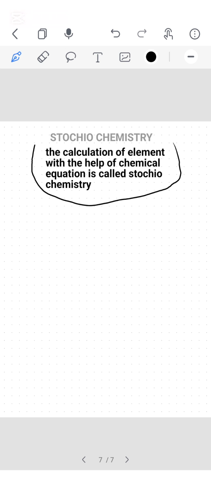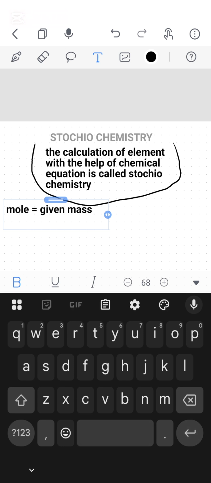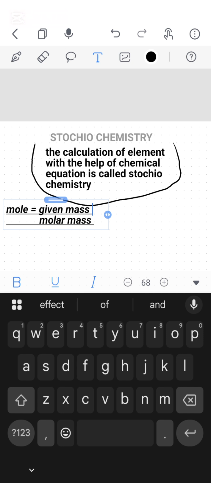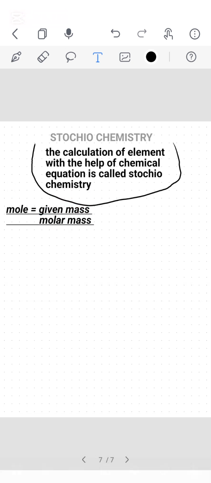And now I will tell you how to solve a question using the mole formula. So what was the mole formula? Mole is equal to given mass upon molar mass. Given mass upon molar mass.